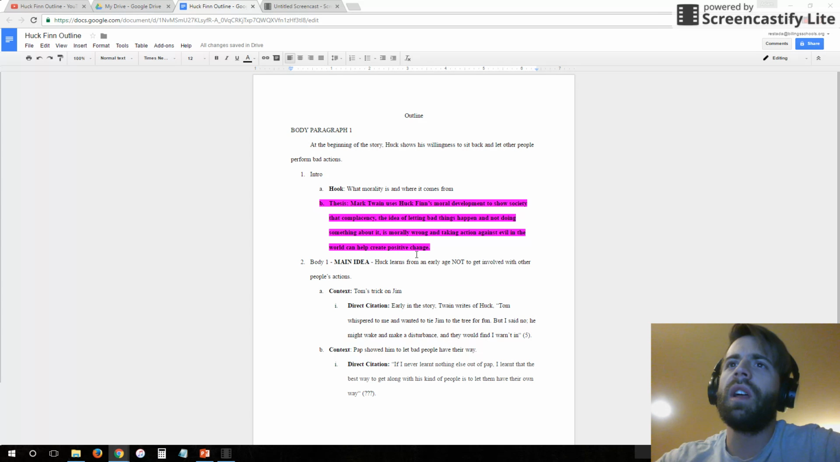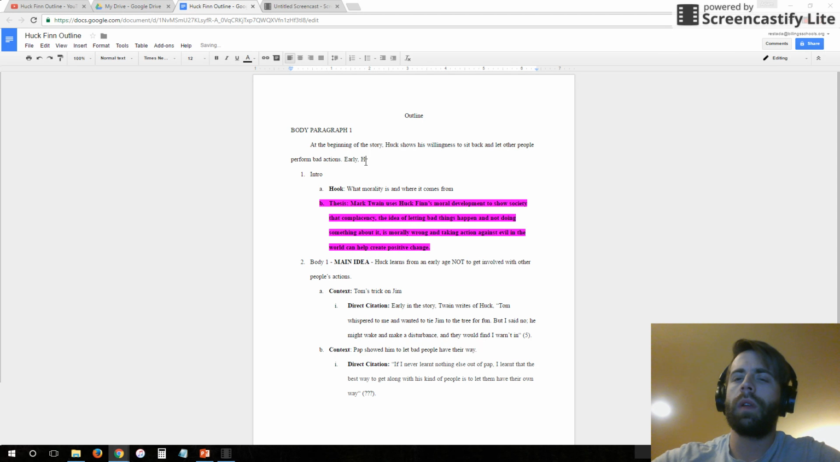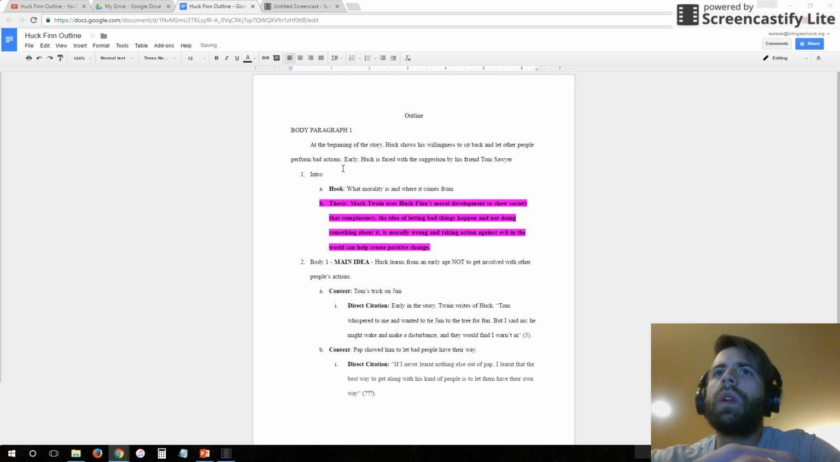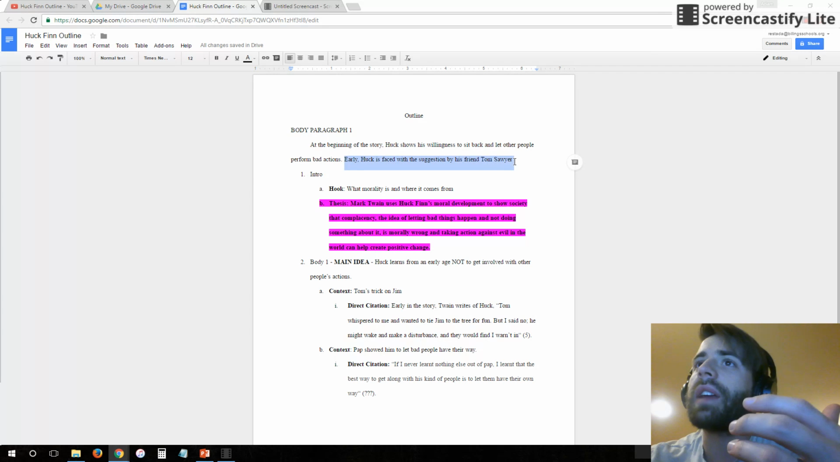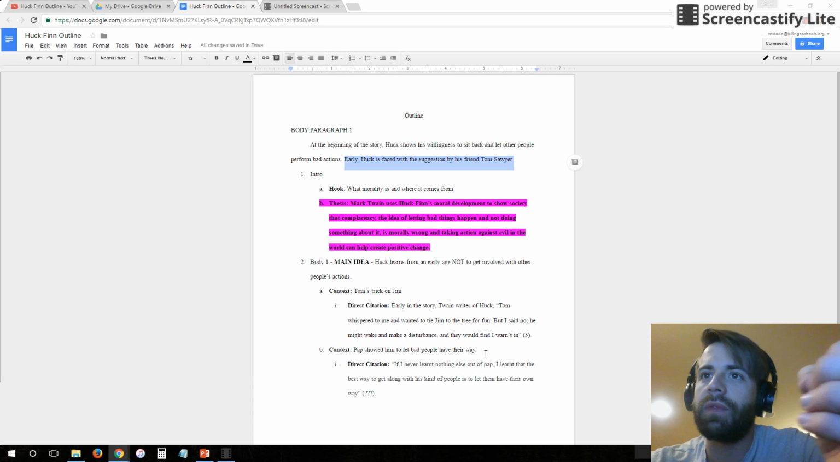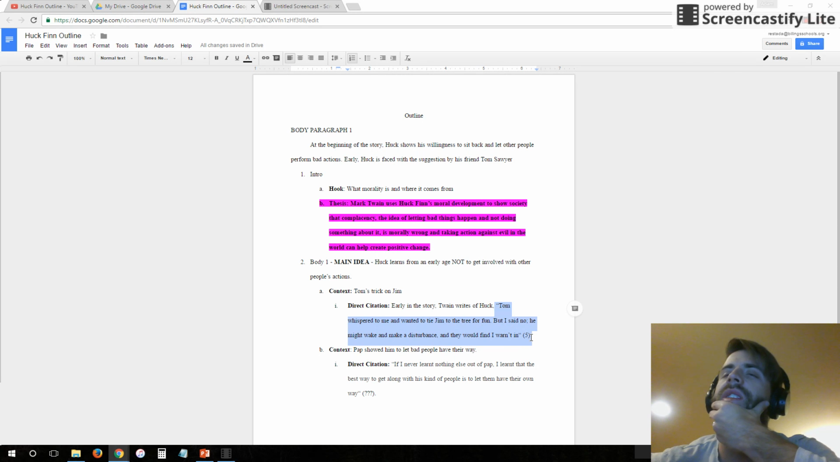We get to the point. It sort of hooks back into my thesis idea. It's going to let me set up the context for a couple of my quotes here really well. So I might say, early, Huck is faced with the suggestion by his friend Sawyer. So what I'm doing here is I'm just setting the context for the quote that I'm going to use. So I found this great piece of evidence, this quote from Huckleberry Finn about playing a prank on Jim.